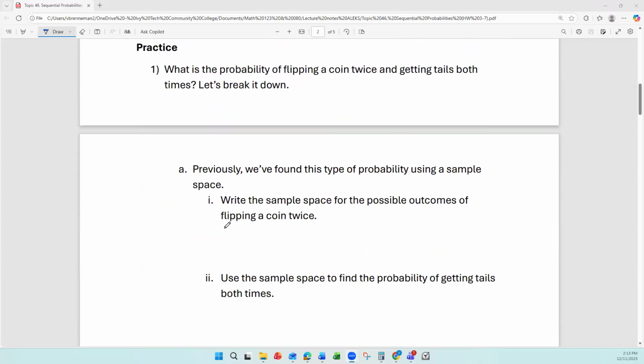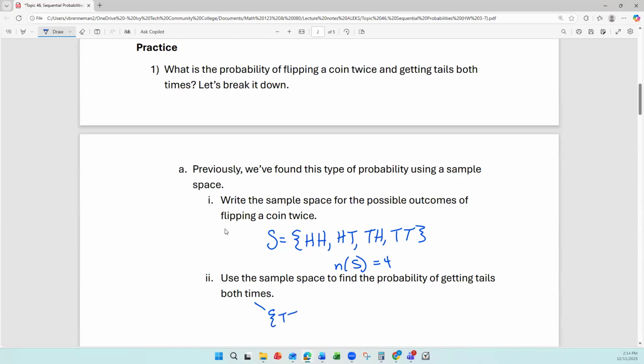So, number one, probability of flipping a coin twice and getting tails both times. Now, we did this previously with a sample space. The sample space for flipping a coin twice can be written as something like HH, HT, TH, TT, 4 outcomes. And flipping a tail twice is just the one of those. So one of the 4 outcomes, probability is 1/4.